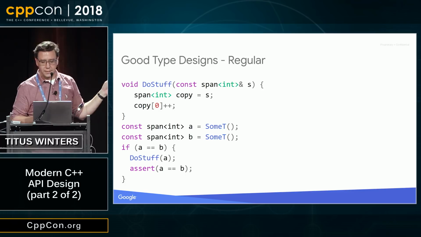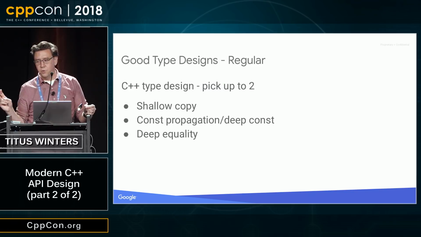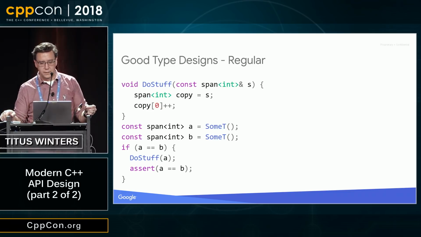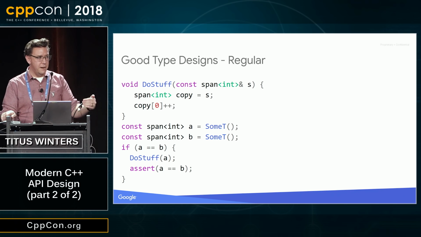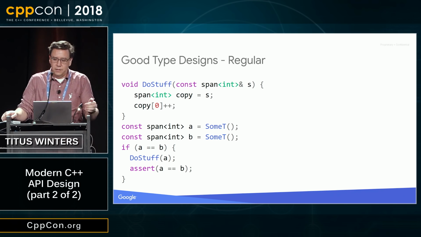And for reference-like types, we run up against a hard truth of C++ type design, that you can only have 2 of these 3 properties. You cannot have all 3. And when you have types like span that try to lump them all together, it's sort of broken by design. And the practical side effect of this is not actually theoretical.